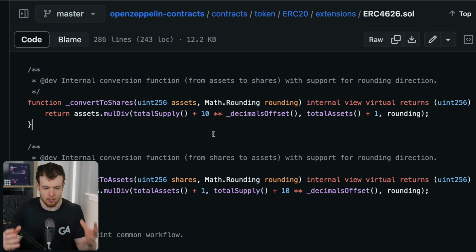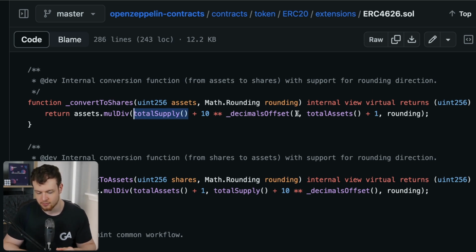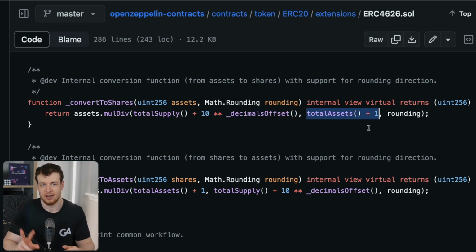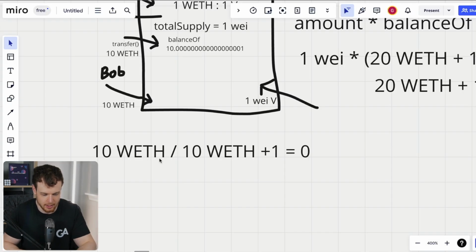So we'll come back to the OpenZeppelin contract. We do assets, so that's his 10 wrapped ether times the total supply, which is one wei plus one wei. So now he's got 20 E18 in the numerator here, divided by the total assets here, which is 10 ether and 2 wei. So let's go ahead and write it out.